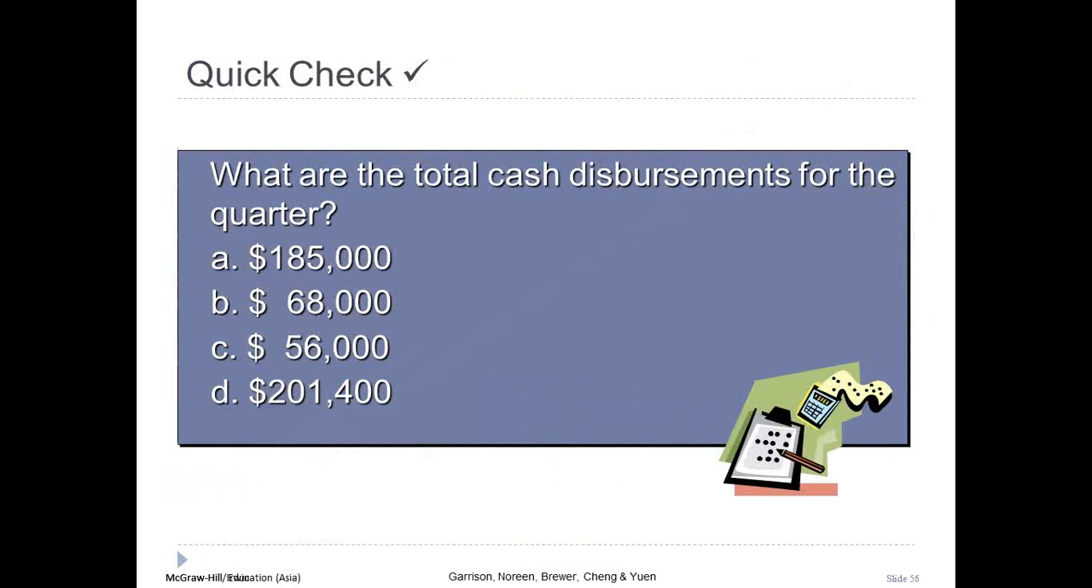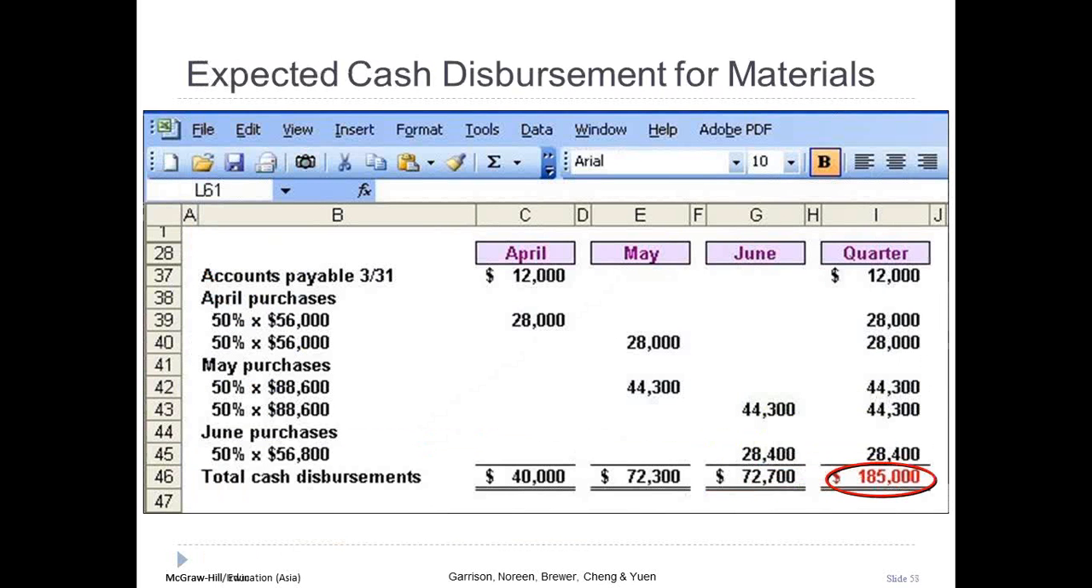What'd you get? $185,000, and here's how you got it. The remaining step includes calculating the May and June credit purchases that are paid during each month of the quarter. We also calculate the totals for all columns in the schedule and the total for the quarter. Now let's move to the direct labor budget.